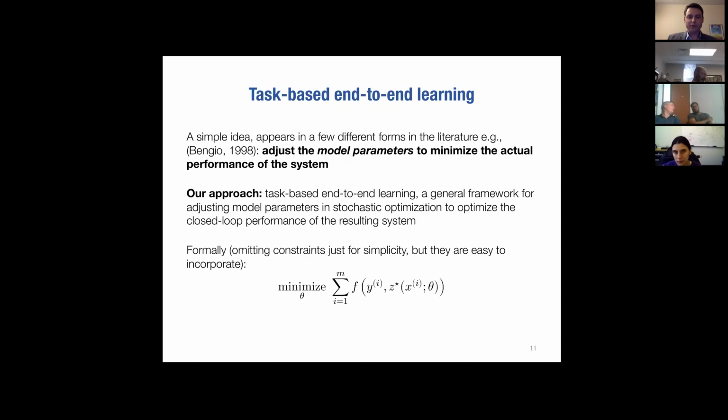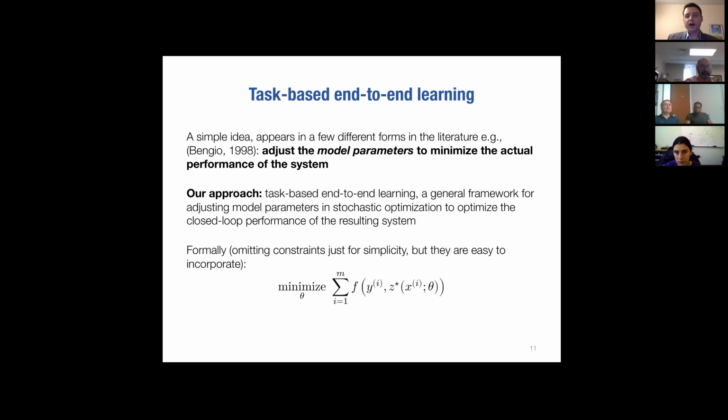It's appeared in literature before, so it's gone by a lot of names in the past. One of the better examples I've seen of it is some work by Yoshua Bengio in 1998, so this is almost 20 years ago now, where he was looking at doing machine learning for financial predictions. But the idea is very simple.